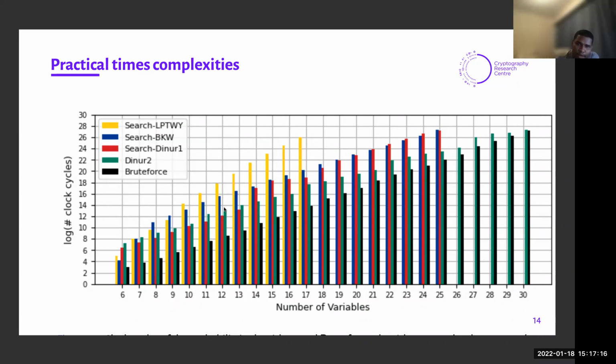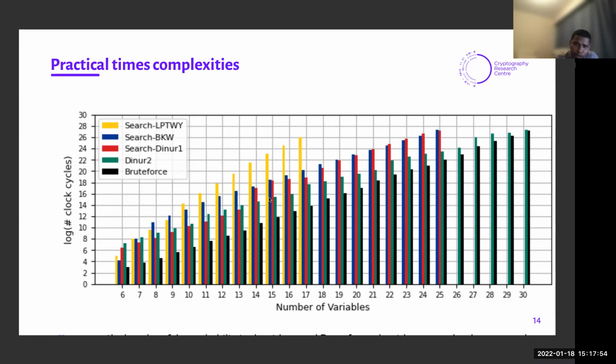As you can see, the yellow one has a different name here, but it's Lokshtanov. The blue one is Bjorklund. We are just using here the names of the authors. The red one is the first algorithm of Dinur. The second one is Dinur 2, and the black one is brute force. So as you can see, we couldn't reach very far with Lokshtanov because it's very slow, and its complexity, I would say, is almost always higher than the others.